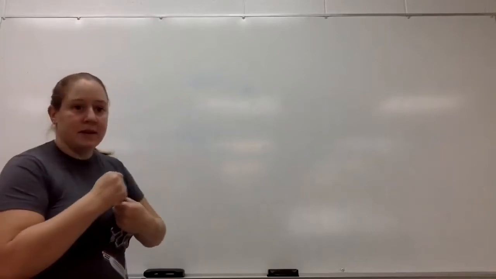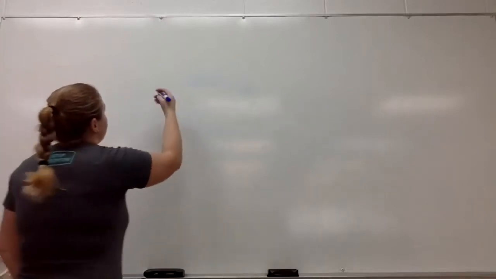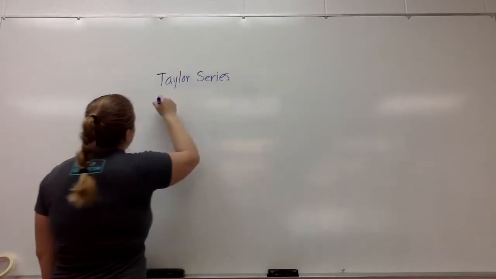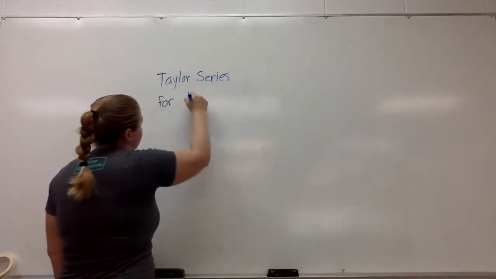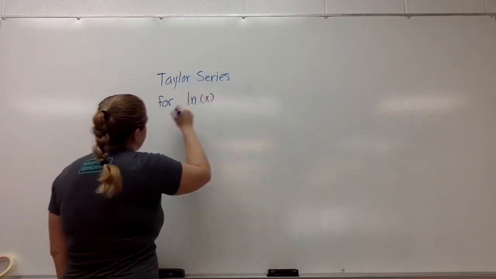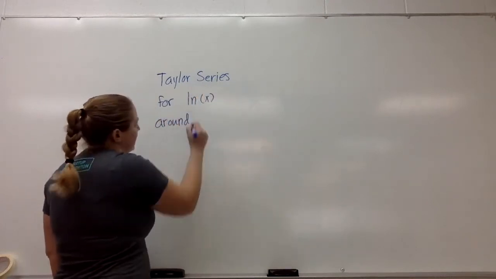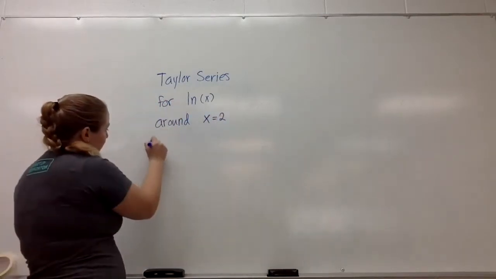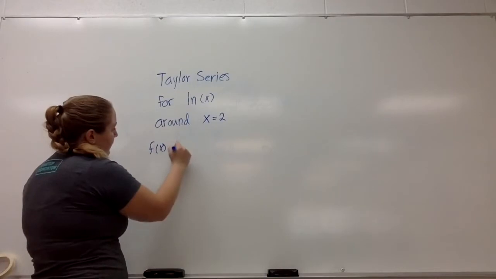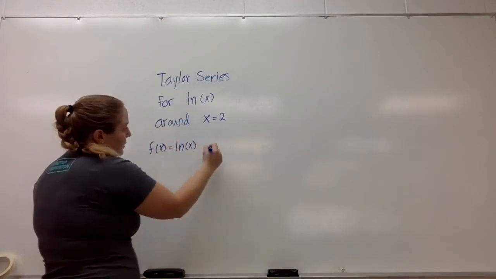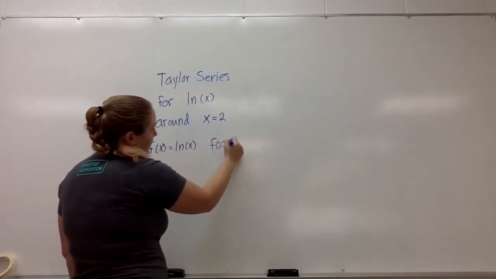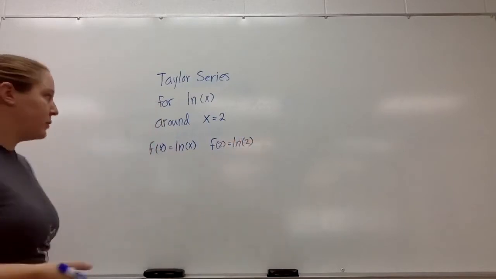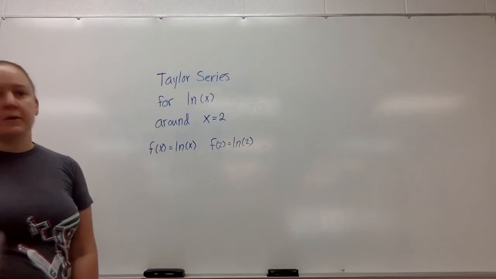So what we're going to do is derive the Taylor series for, let's start with natural log of x around x equals 2. Okay, so f of x is natural log of x. So f of 2 is whatever ln of 2 is. Leave it in that form. Don't try to figure that out numerically.